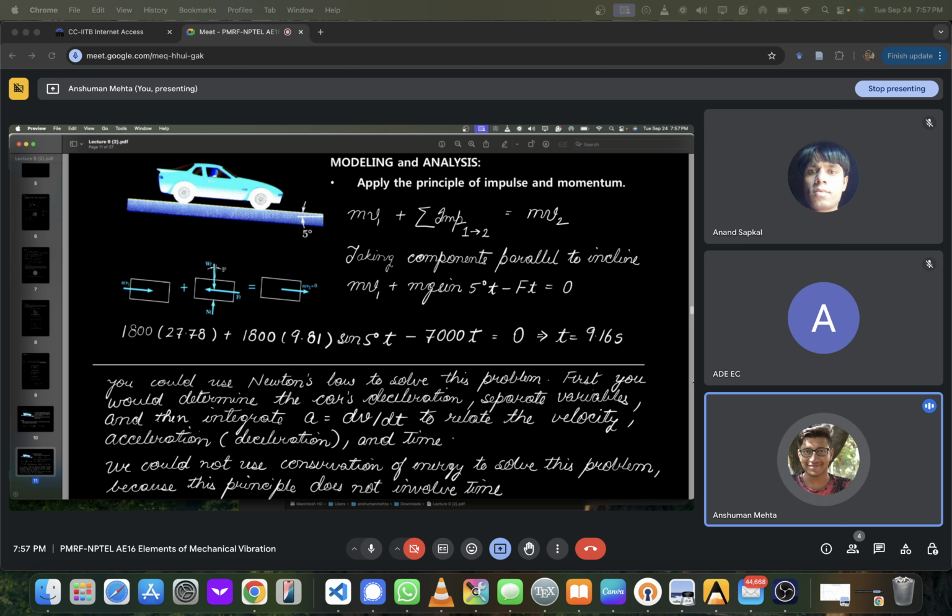So we have 100 km per hour, right? So this is going at 100 km per hour, and we have to convert it into meters per second. So 1000 meter divided by 3600 second, this comes out to be 27.78 meter per second.